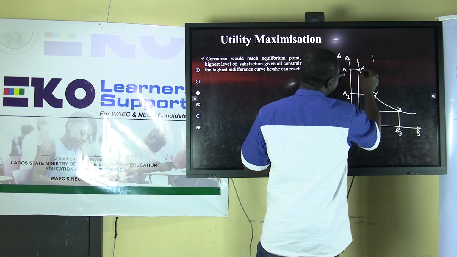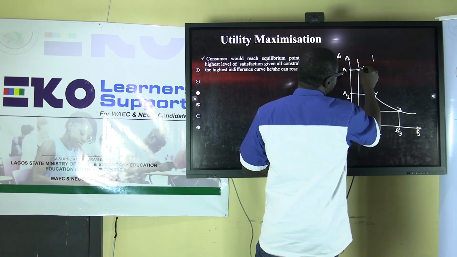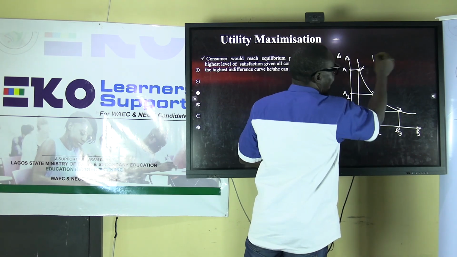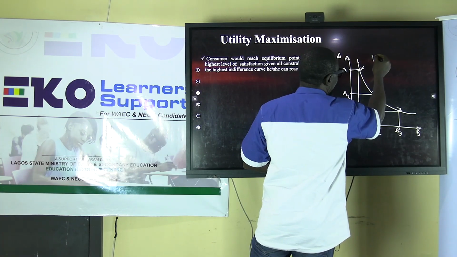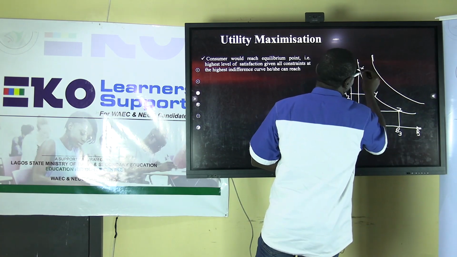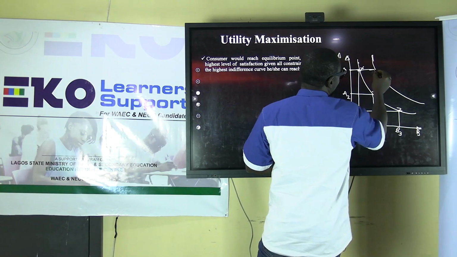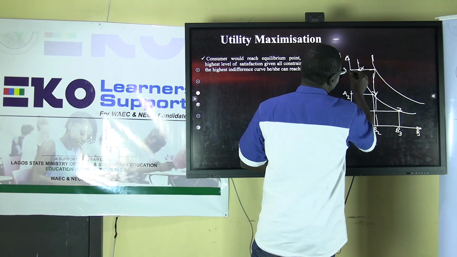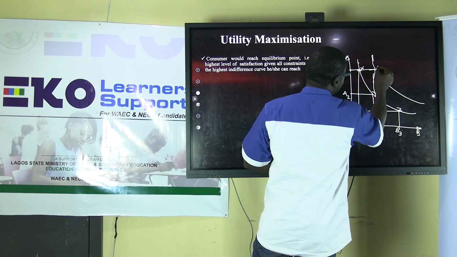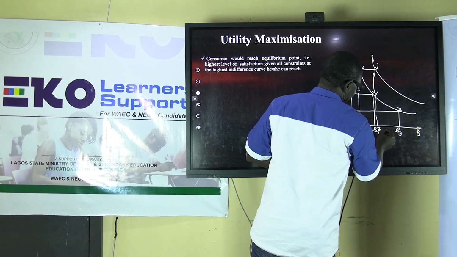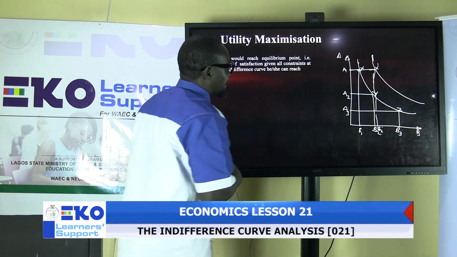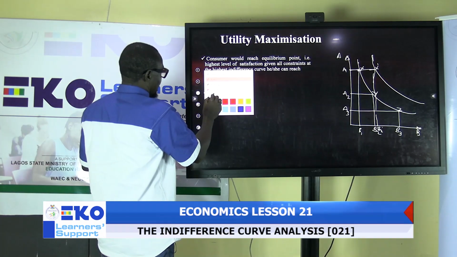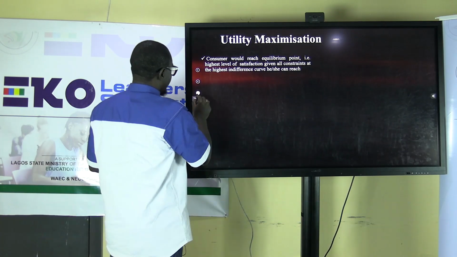But at this point, we cannot get any better satisfaction on this line if we are at this point. To get a higher satisfaction, it has to be that we are on another indifference curve, which would now give us like this, and then let's call this point X prime, and will give us B2 prime. So to get a higher satisfaction, it has to be on a higher indifference curve. That is the point that we are trying to make here.